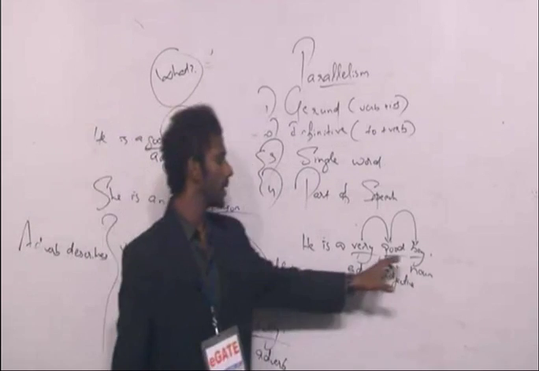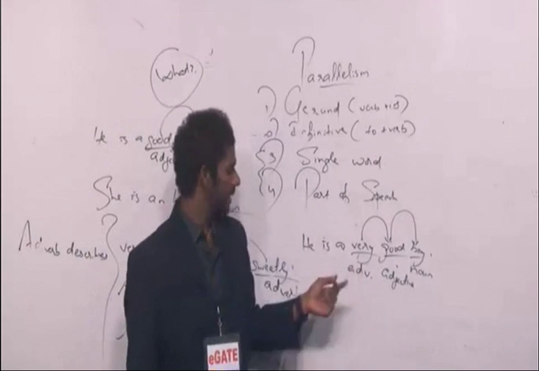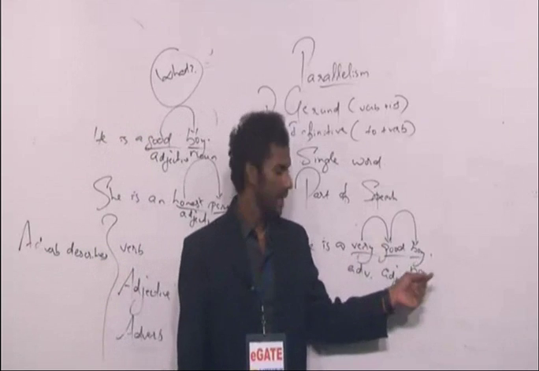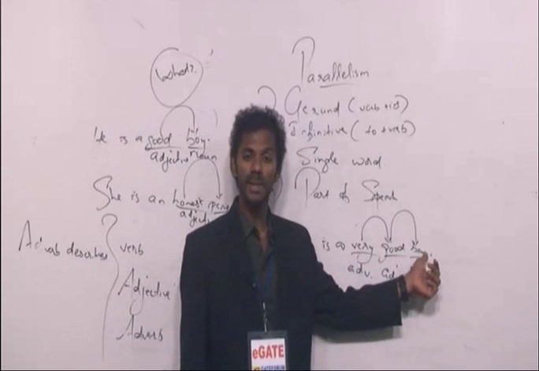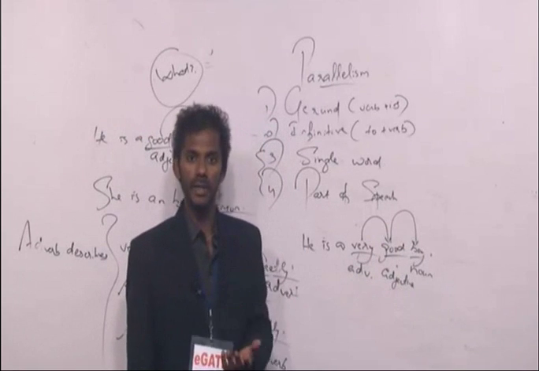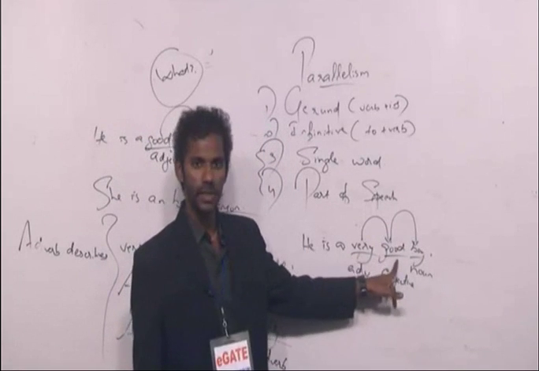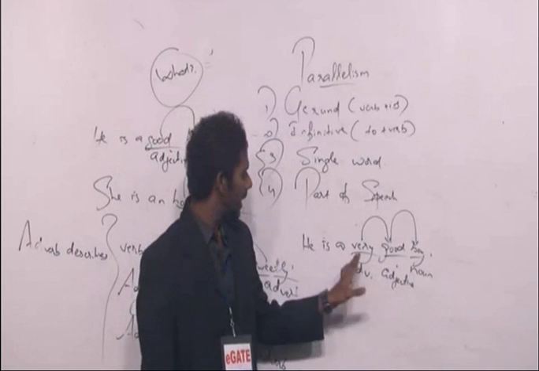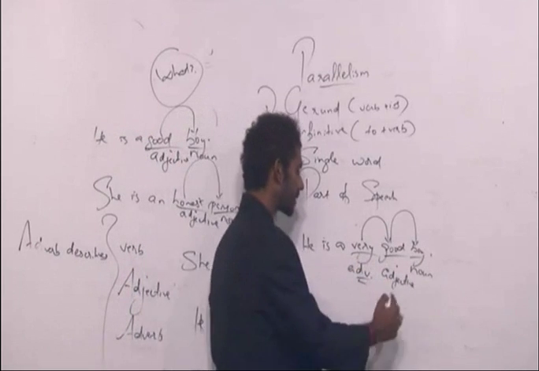Clear? Boy is a noun. What kind of boy? Good boy. That means the word good describes boy. Any word that describes a noun is termed as an adjective. So good becomes an adjective. How good? Very good. That means the word very describes good. Good is an adjective. Any word that describes an adjective is termed as an adverb.